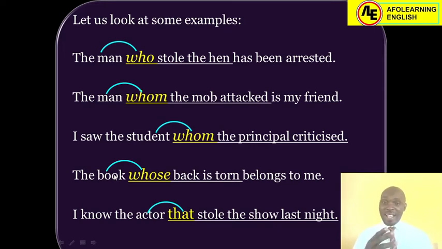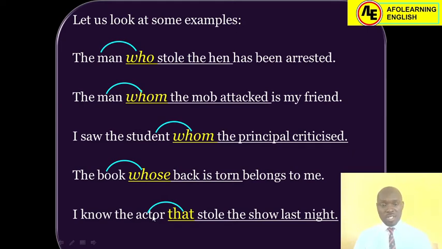Whose back is torn, as it is underlined, is the relative clause, and whose is the relative pronoun, referring to the noun book. The last one, I know the actor that stole the show last night. That stole the show last night is the relative clause, referring to the noun, the actor. But the relative clause itself is introduced by the relative pronoun, that. And the word that is placed side by side with the word it refers to, which is actor.